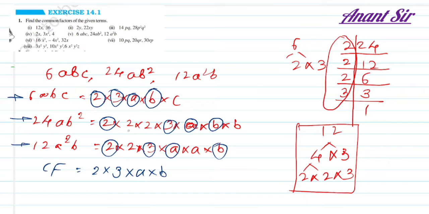Now see, there is 2 in second and third number, but it is not in the first one. Similarly, there is c in the first one, but it is not anywhere else. Okay, so this was the only common factor, 6ab.